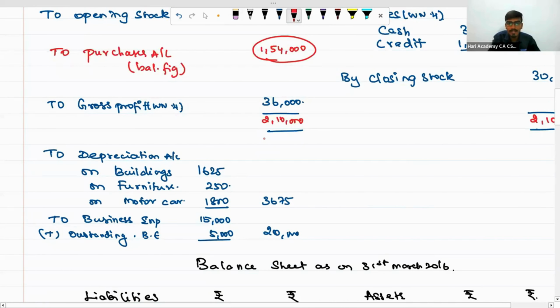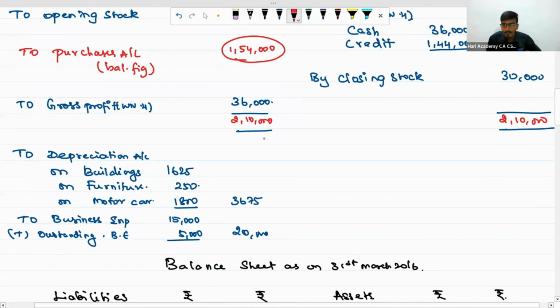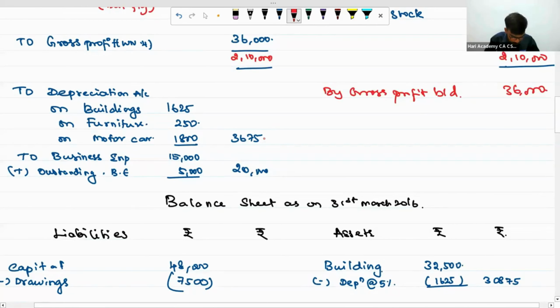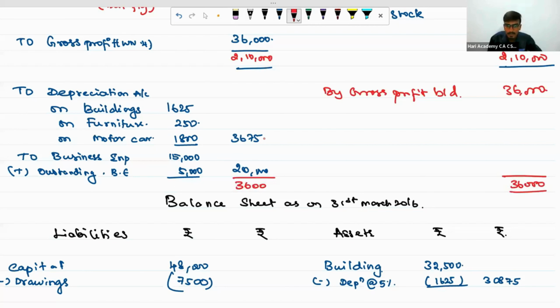Then gross profit we have written down. We will write it as by gross profit brought down, that is 36,000. That 36,000 we have brought down, and we will simply close it off. Here I am not getting enough space.